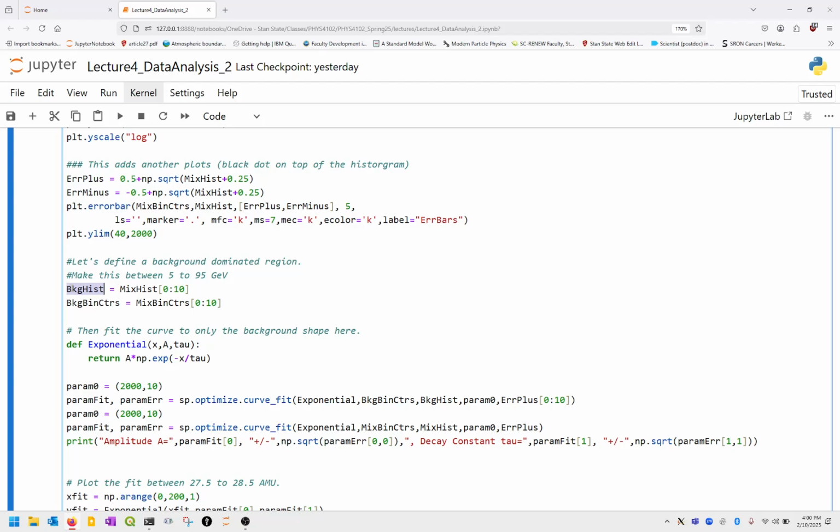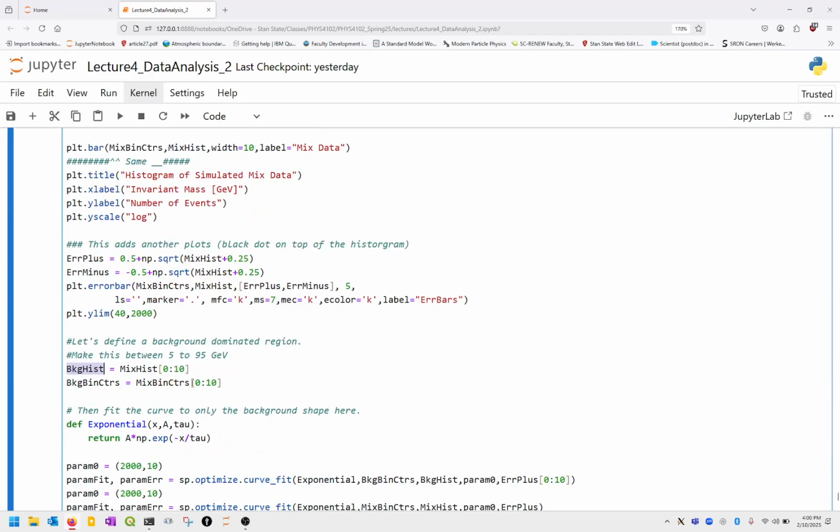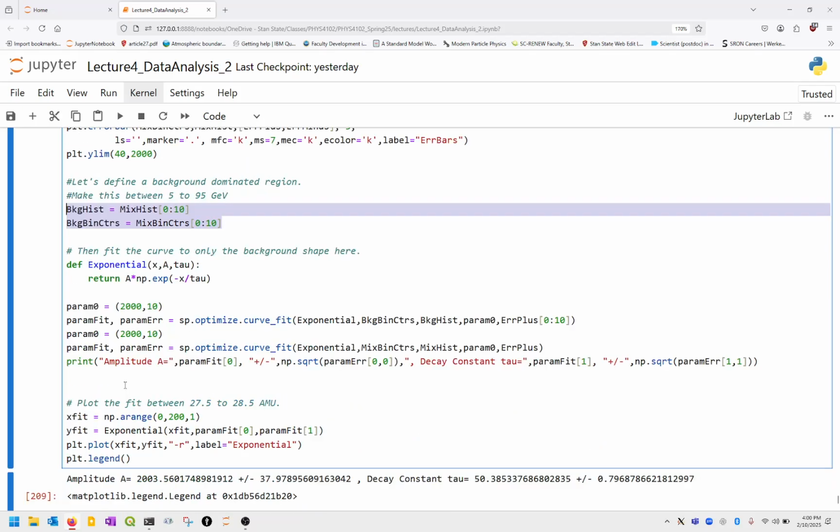If I did this to the y value, I have to do the same thing to the x value, which is the bin centers, right? The x value is the bin centers, because I'm plotting it as 5, 15, 25, 35, 45, 55, and so on like that. So I'm doing the same thing, from 0 to 10 again. So instead of passing it the mixed histogram, I'm passing it just the background dominated histogram, background dominated arrays, right?